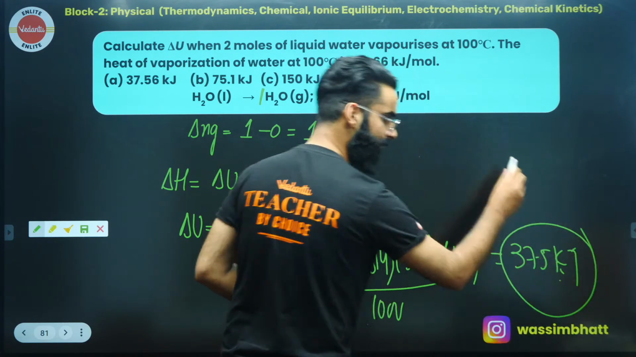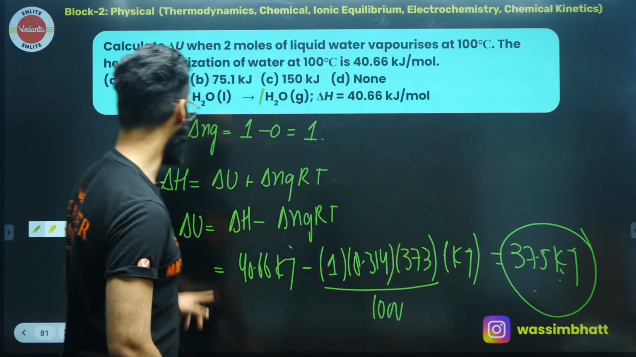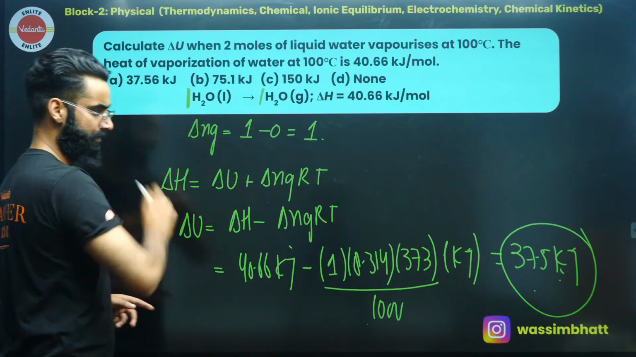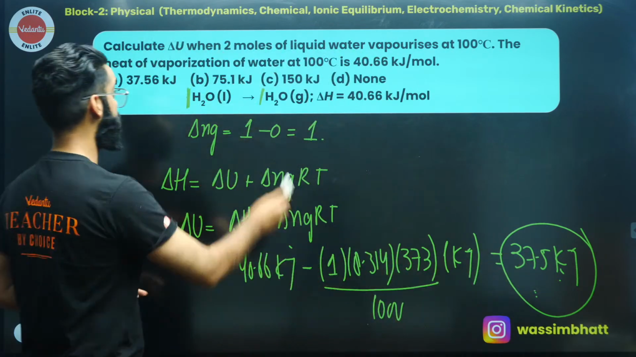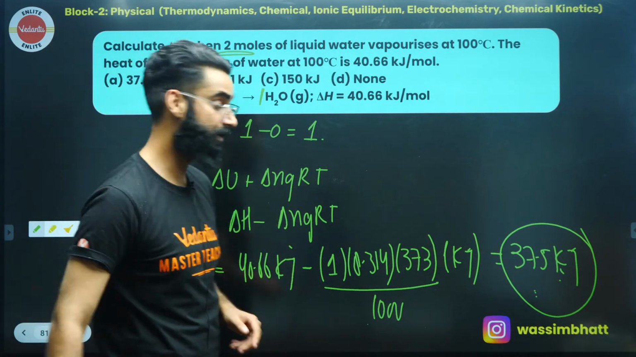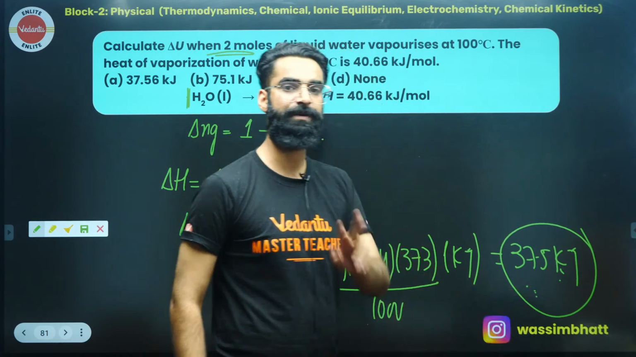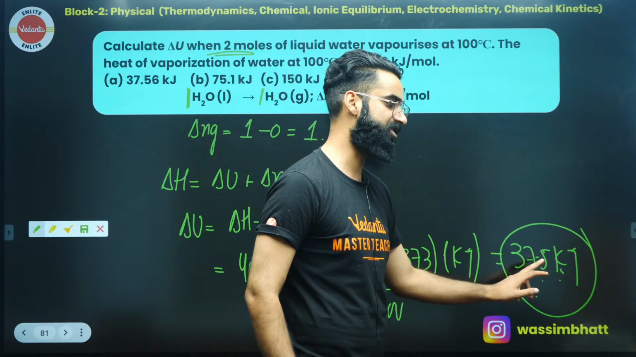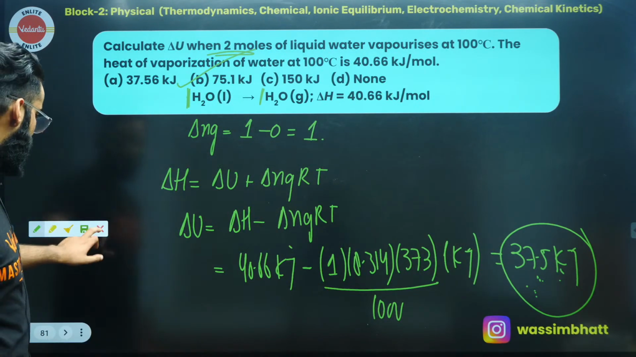But this is not the answer of the question. Why is that? Let me tell you, this is the value of delta U when we vaporize 1 mole of liquid water. This is the value of delta U for the vaporization of 1 mole of liquid water. But as for the question, we are vaporizing 2 moles of liquid water. For the vaporization of 1 mole of liquid water, delta U is this much. For the vaporization of 2 moles of liquid water, multiply this term by 2. So the final answer will be 75.1 kilojoules, right? Do remember it from now onwards.